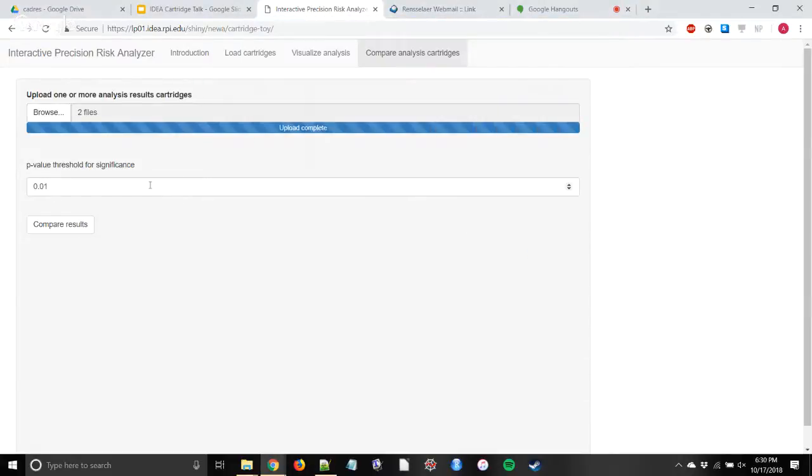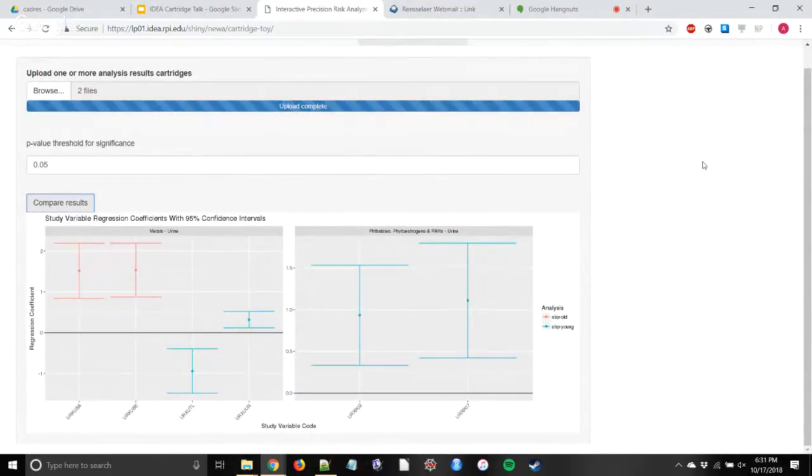I have these two results cartridges, and I'm going to load them in. Now we're seeing that the red bars are risk factors for old people, and the blue bars are for younger people. What's kind of interesting is that we have these disjoint risk factors. For whatever reason in the data, we have this association in lead levels and blood pressure only in the elderly people, and then we have positive associations for these phthalates.